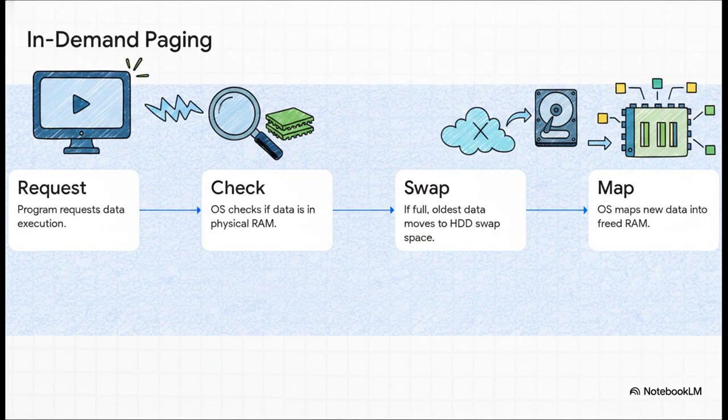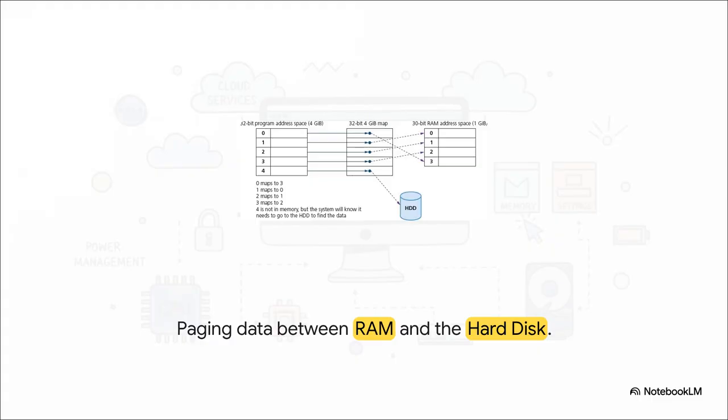To prevent a crash like that, the OS builds the illusion of unlimited memory through a process called in-demand paging. When the RAM is completely full, the OS identifies the oldest, least used data currently sitting in memory. It temporarily evicts that data, swapping it out to the hard disk. This seamlessly frees up a slot in the physical RAM, allowing the new, urgently needed data to be mapped and executed. It's brilliant. You can actually see this mechanism in action right here.